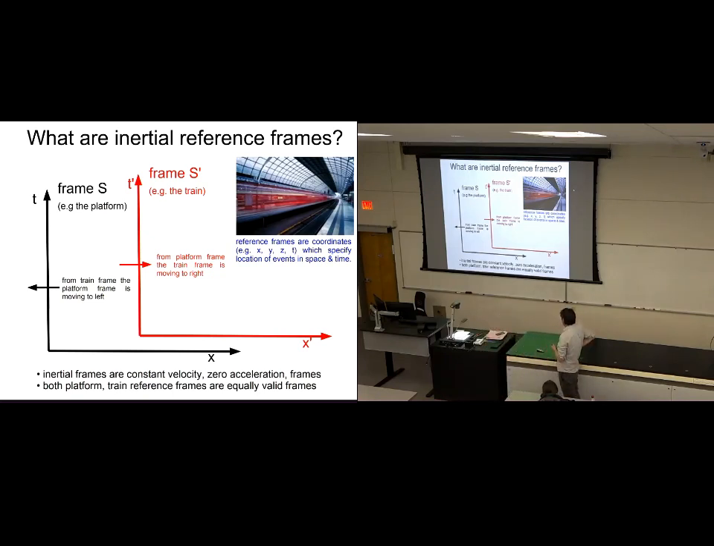They are what we call, and what we're going to be talking about today, inertial reference frames. Inertial is just a code word. It just means a reference frame that's moving at constant velocity. It just means a reference frame that's not accelerating. So the platform reference frame and the train reference frame are moving at constant velocity or stationary. They're not accelerating, and that's what we call an inertial reference frame.